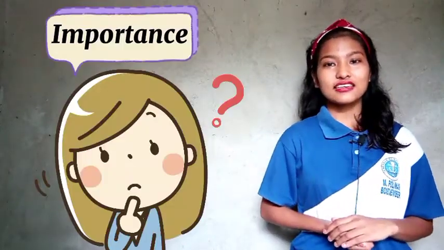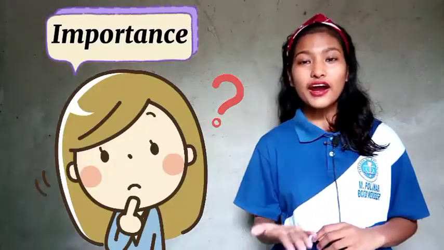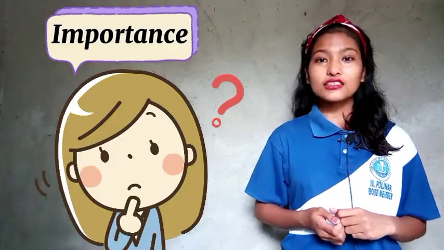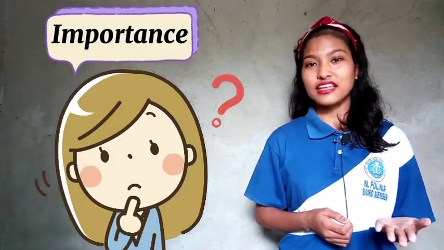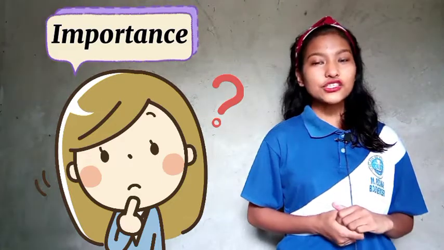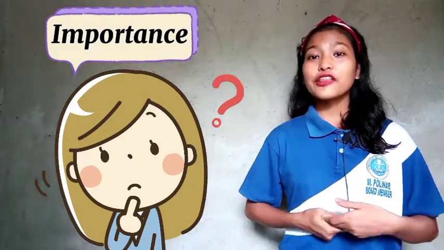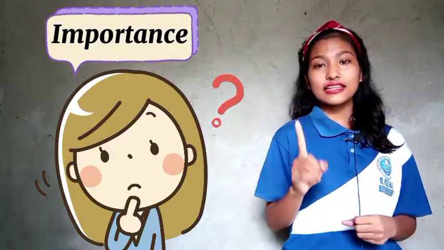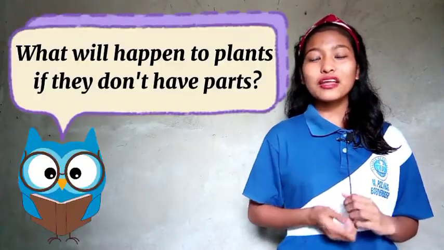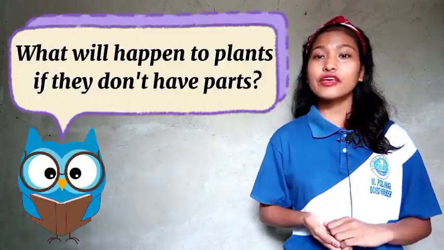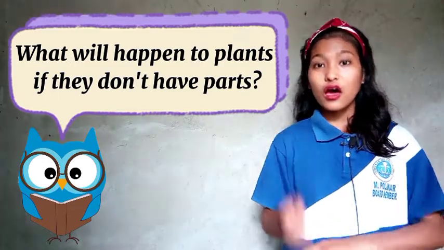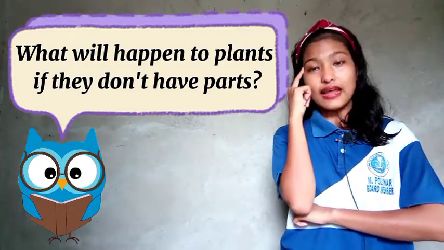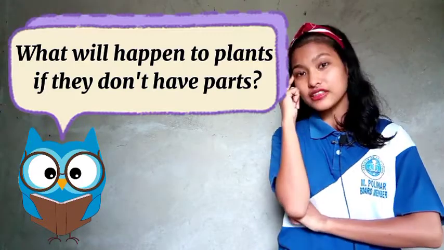Now that we have identified the parts of the plants and their functions, let's try to learn the importance of these parts, and the importance of the plants in our surroundings. I will ask you some questions and you have to answer them, okay? The first one is, what will happen to plants if they don't have parts?